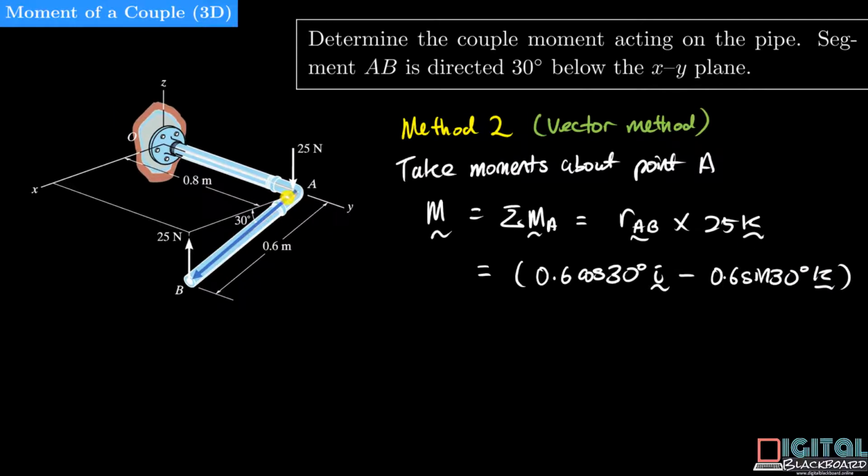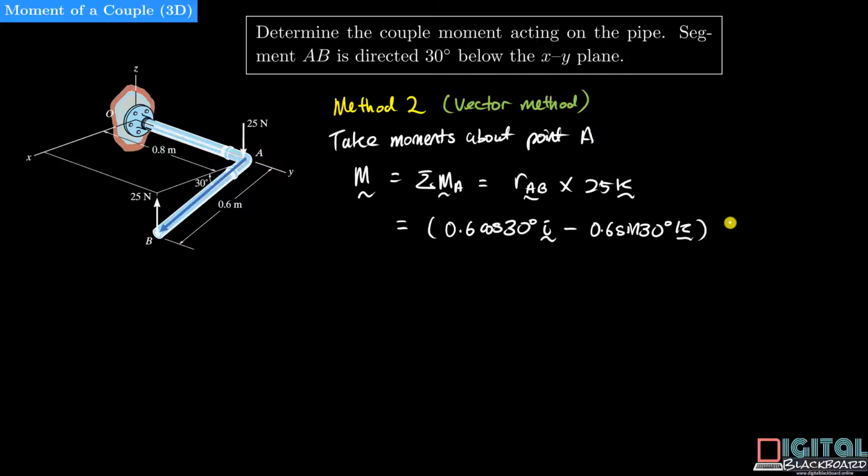There is no displacement in the y direction, but there is a downward displacement in the z direction by a distance of 0.6 sine 30 degrees. And of course, we have to cross it with 25k. This will give us minus 13.0 j newton meter, because k cross k is obviously 0, i cross k is minus j, and this number multiplied by 25 will give you 13.0.